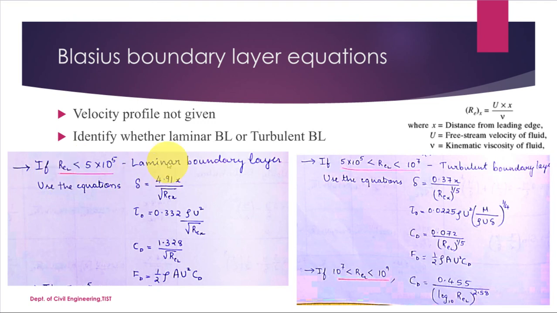First find out the value of Reynolds number and then compare it. If Rel is less than 5 into 10 raised to 5, then it is laminar boundary layer. You can use these set of equations for delta, tau naught, CD and FT. If the Rel is between 5 into 10 raised to 5 and 10 raised to 7, then it is turbulent boundary layer. You can use these equations. Now, if Rel is between 10 raised to 7 and 10 raised to 8, then you can use this equation. All these equations are given by Blasius, and so we can easily solve the problems using these equations.